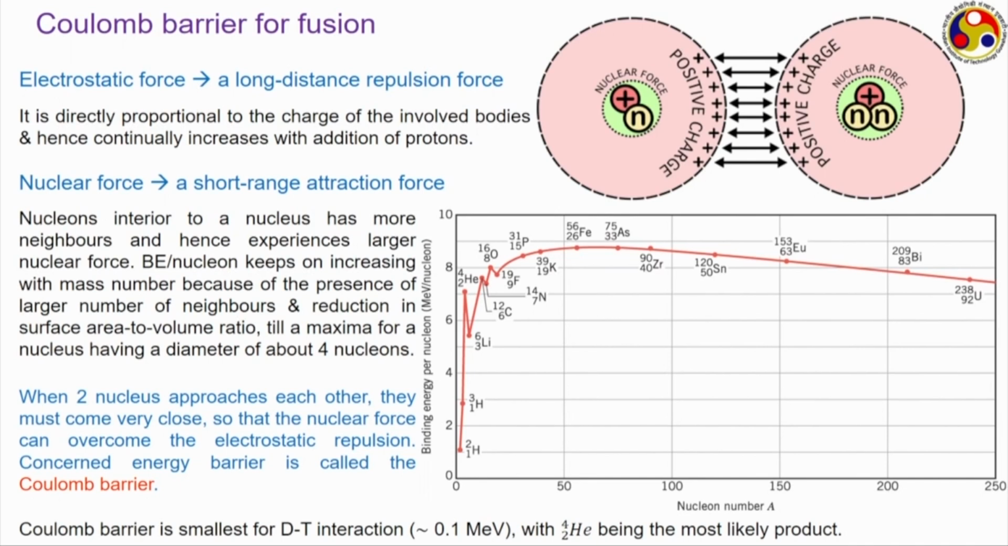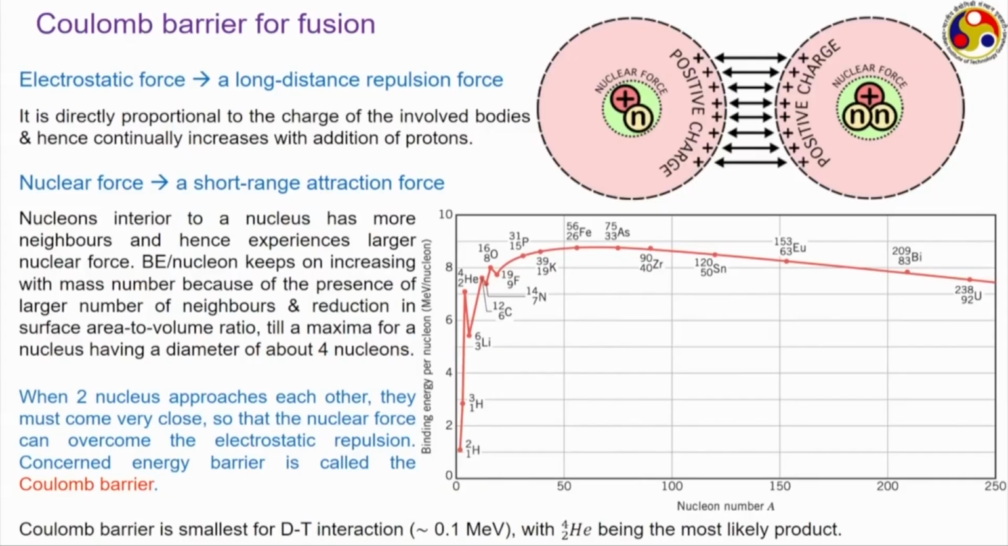The deuterium and the tritium nucleus, which are trying to collide or interact with each other, face primarily two forces. One is the electrostatic force, which is a long distance repulsive force, and its magnitude is inversely proportional to the square of their distance. So, the closer they become, the higher will be the magnitude of this force. The other is a nuclear force, which is an attraction force, but is a very short ranged one.